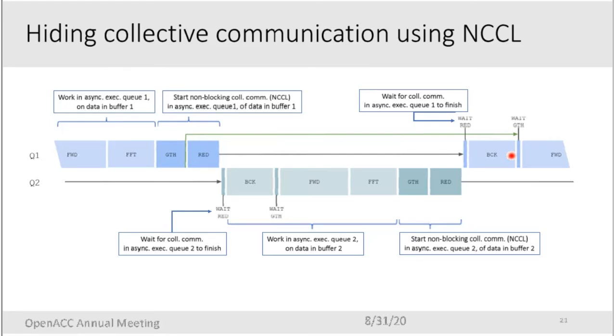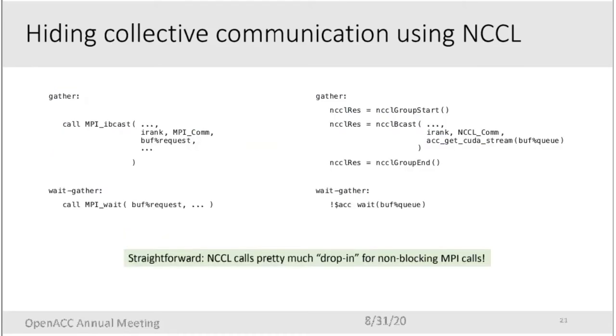So that was programmed before already with non-blocking MPI calls, and NCCL. So it's very straightforward to use NCCL for this. That's almost a drop-in for the MPI calls that we had. So we had MPI non-blocking broadcast and a wait at some point, and that is basically an NCCL broadcast and a wait for the queue to finish, because in the NCCL broadcast you can put the work into one of these asynchronous execution queues of OpenACC.